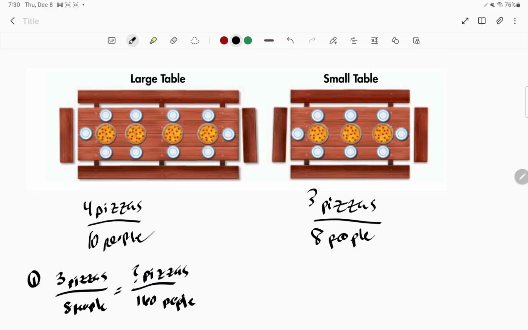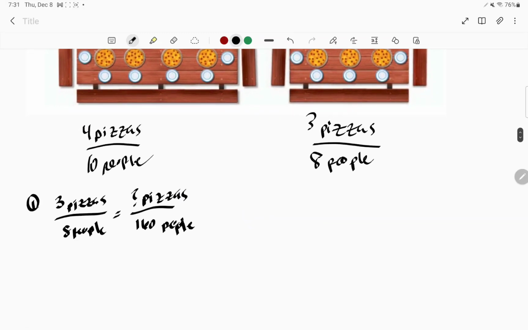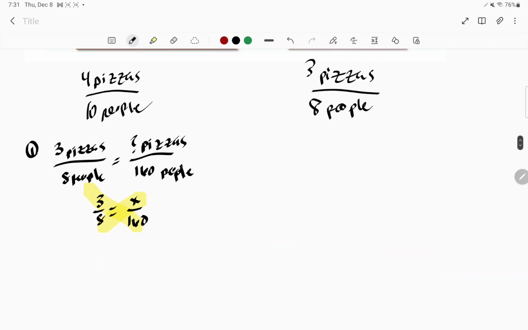All right, so we have our equivalent ratios, so we can cross multiply. I'm going to strip away pizzas and people, and we're just going to look at 3/8 is equal to x over 160. Then we can take our cross products, so you'd have 3 times 160 is equal to 8x. We're going to divide out that 8 to get rid of it over here. And when you do that, 8 will go into 160. Well, 8 goes into 16 twice.